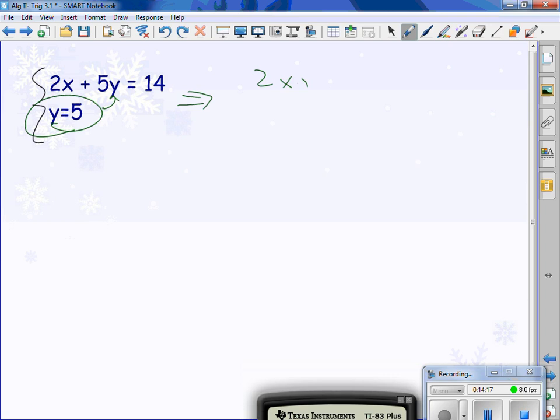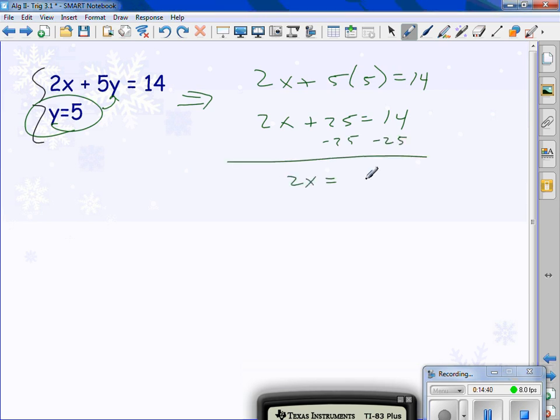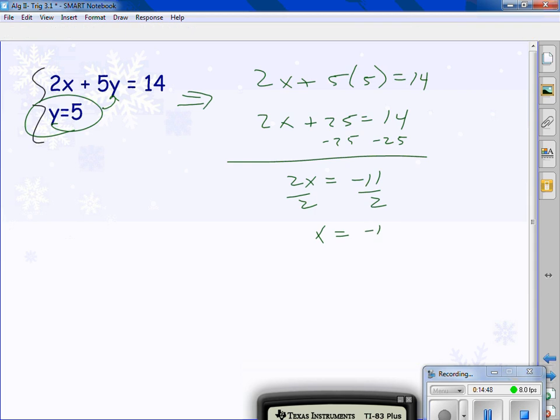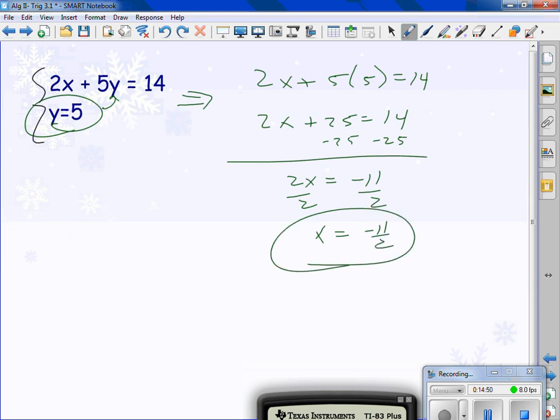So I have 2x plus 5 times 5 equals 14. I substituted, I exchanged the y for 5. What's 5 times 5? 25. 2x plus 25 equals 14. Now I need to subtract 25. 2x equals negative 11. Divide by 2. X is negative 11 halves. Negative 11 halves is negative 5.5.